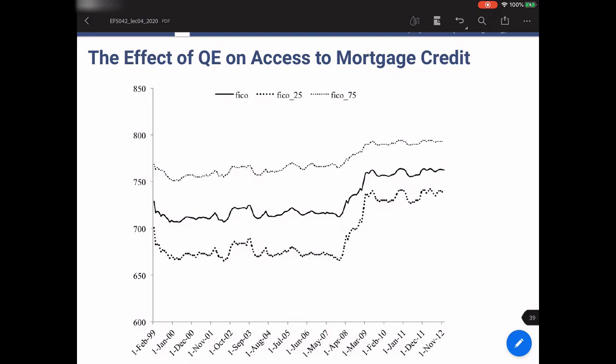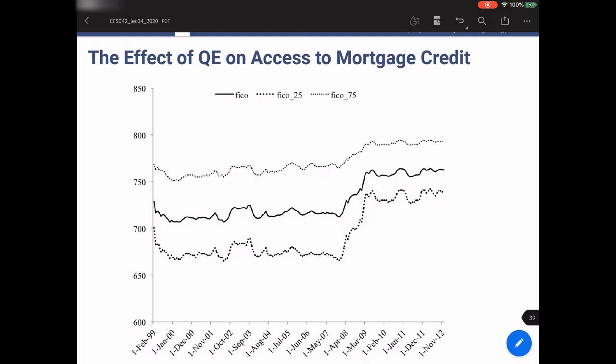Okay, so in this graph, what I'm plotting here is the FICO score. The FICO score is like a credit score for American citizens or people residing in the United States. Higher credit scores mean you are more likely to pay your interest payments and also return the principal. And therefore, if you have a higher credit score, banks are more willing to lend you money, whether through credit card credit or mortgage credit.